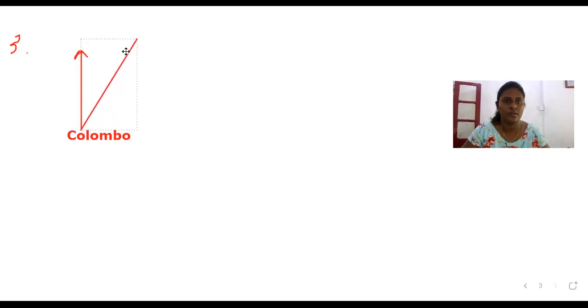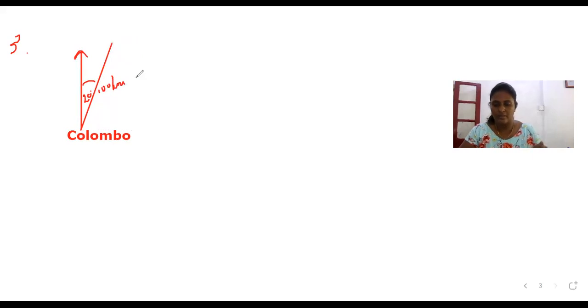Very small angular valley. Right, 20, no, just this angle is 20, here 100 kilometers. Then from that place itself, another 100 kilometers on a bearing of 80.